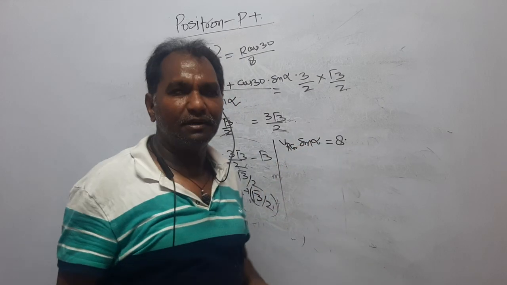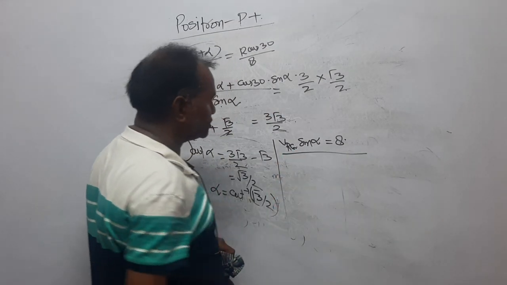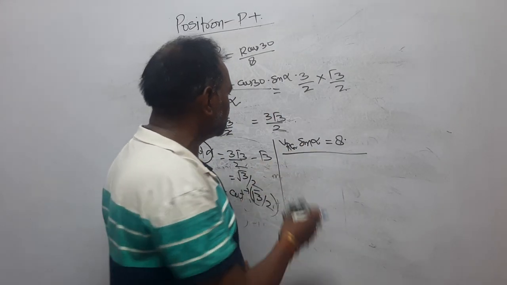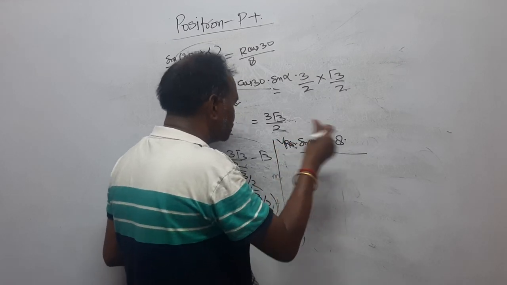Now, what we have to do? We have to find out the velocity of rain actually. The first equation was this, I'm very sure. VRG sine alpha is equal to 8.